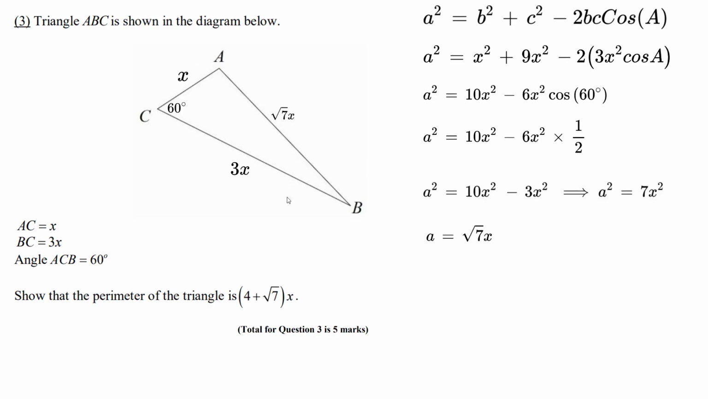Now if we add all these together, we'll get 4x plus root 7 x, and then factor out the x like they've done here to get 4 plus root 7, all multiplied by x.